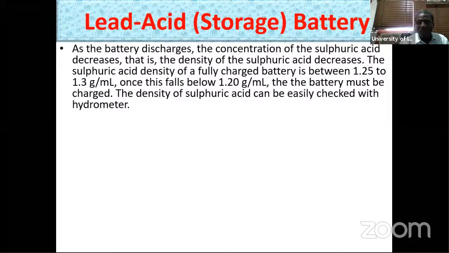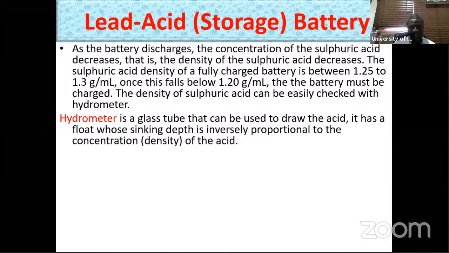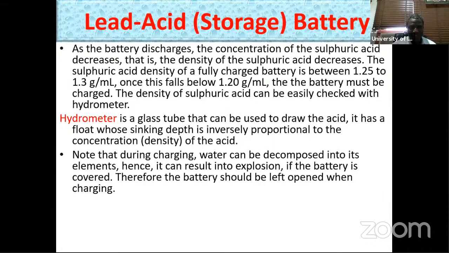And this is when the concentration of the electrolyte is decreasing; you discover that you are not going to have enough electricity from it again. That's why they sometimes use a hydrometer to check the density of the sulfuric acid. You can always check the density of sulfuric acid to see whether it's fully charged or not. Otherwise, you may need something from outside to charge it.